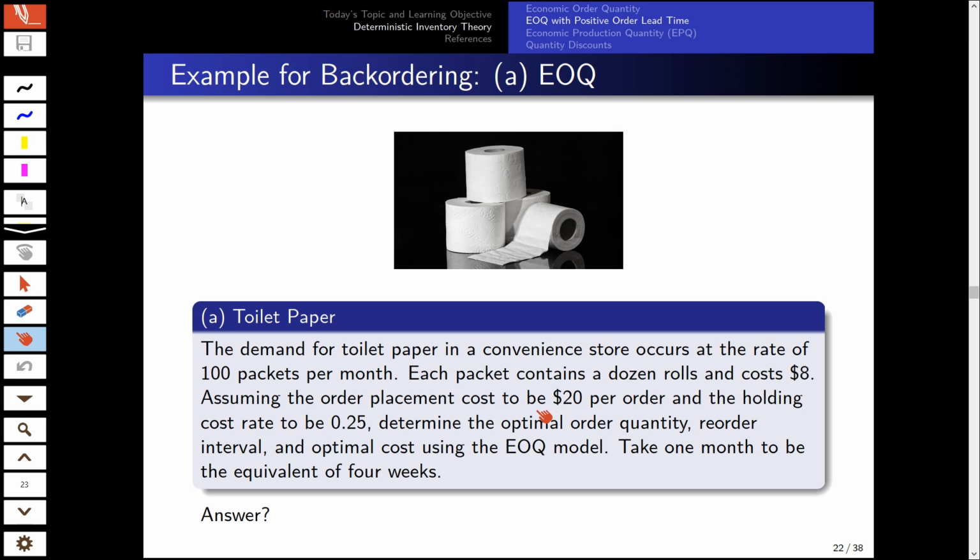So now you should assume that there is a fixed cost for placing an order, and the convenience store has a holding cost rate. Now you should help the convenience store to determine the optimal order quantity and the optimal reorder interval, together with the optimal ordering costs using the EOQ formula with backordering.